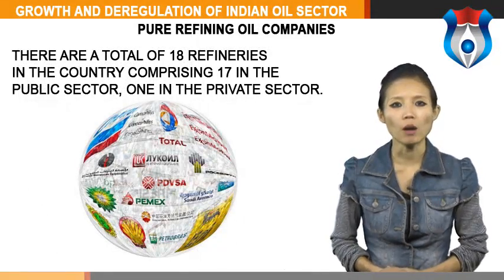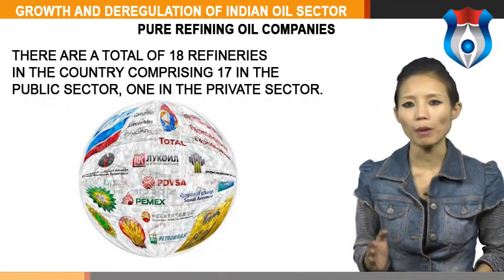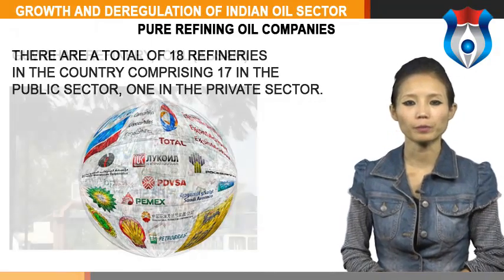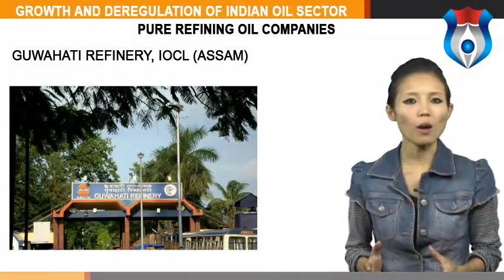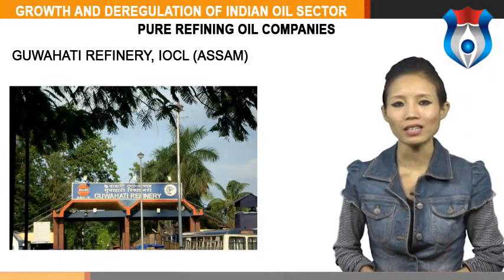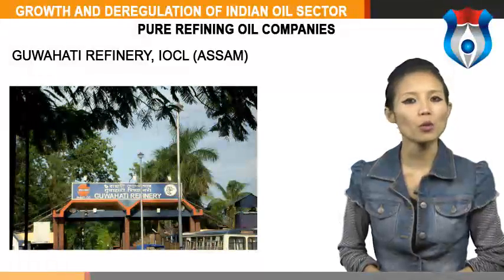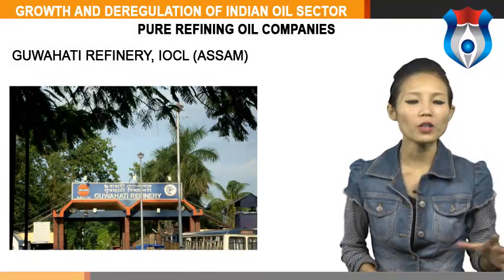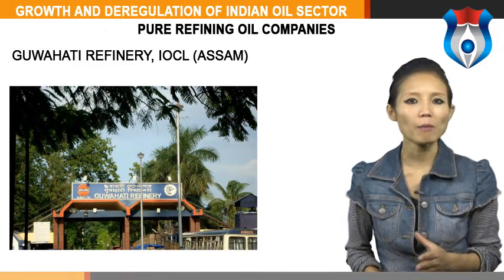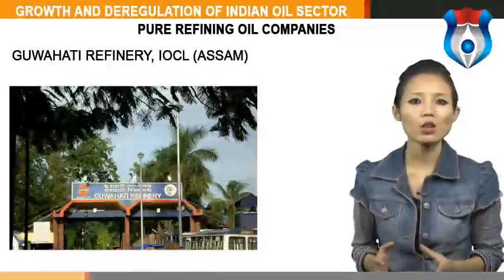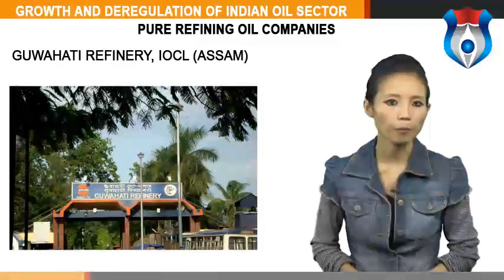Pure refining oil companies. There are a total of 18 refineries in the country, comprising 17 in the public sector and 1 in the private sector. Guwahati Refinery, IOCL, Assam. Guwahati Refinery, the first in the public sector, was set up in collaboration with Romania at a cost of Rs 17.29 crores and commissioned on 1st January 1962 with a design capacity of 0.75 mmtpa. The present capacity of this refinery is 1.00 mmtpa.